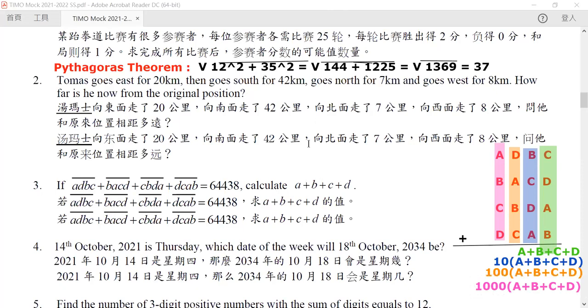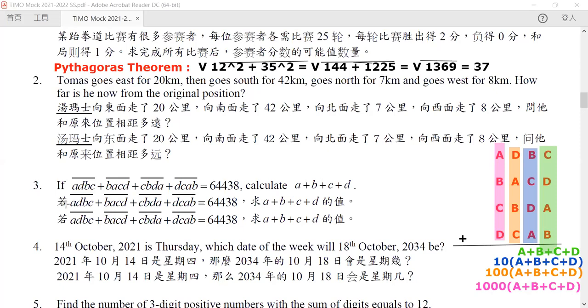So now we have two answers. One is we compute the sum of these four integers, and we get 64,438. Another way of doing this is we compute this number digit by digit, and we find that this is equal to 1,000 times A plus B plus C plus D, plus 100 times A plus B plus C plus D, plus 10 times A plus B plus C plus D, and then plus A plus B plus C plus D. Now this is a mouthful, right?